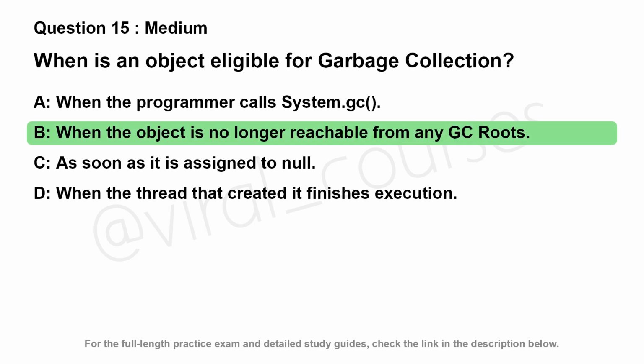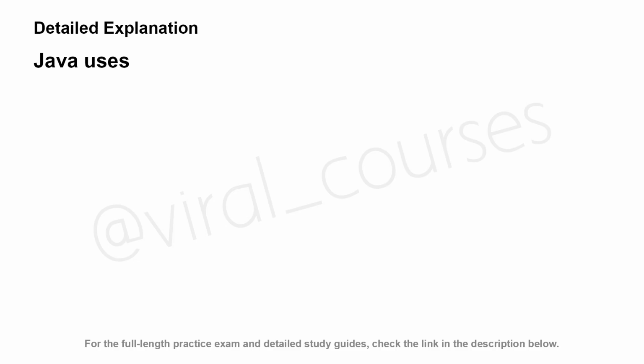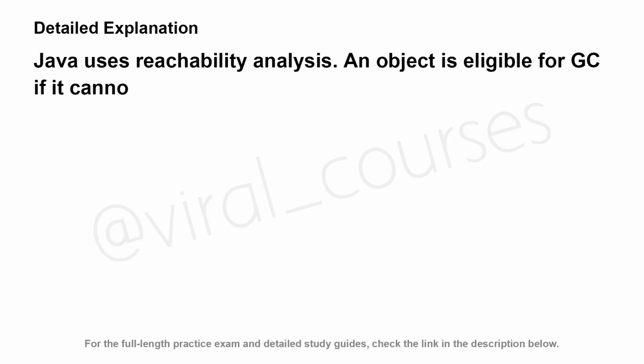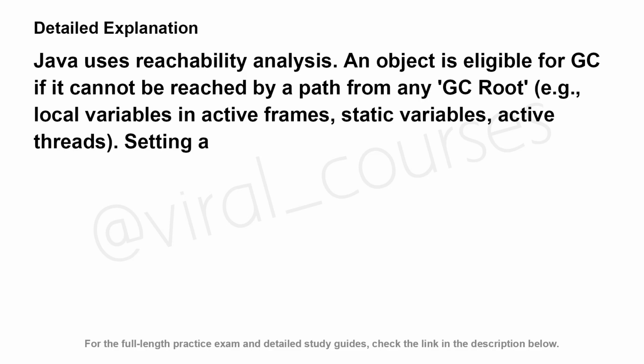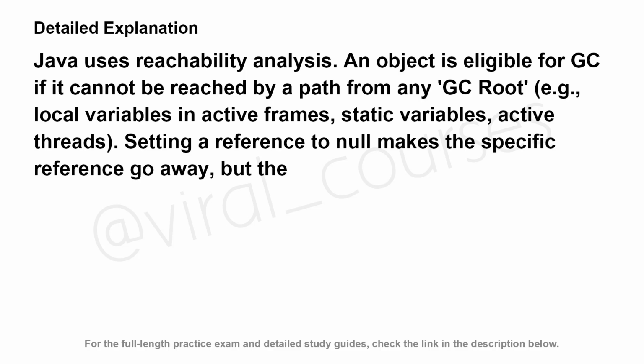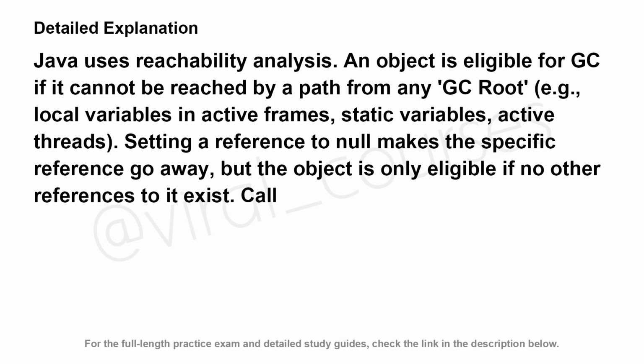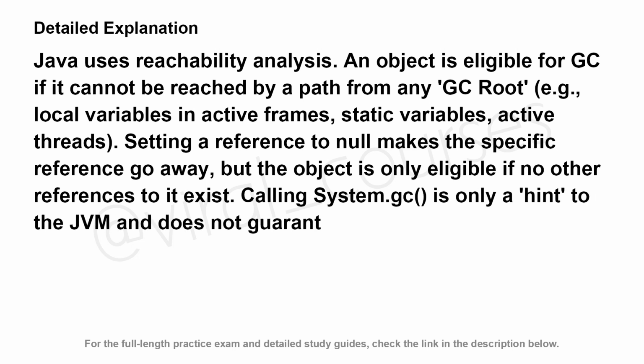The correct answer is B. Java uses reachability analysis. An object is eligible for GC if it cannot be reached by a path from any GC root, e.g., local variables in active frames, static variables, active threads. Setting a reference to null makes the specific reference go away, but the object is only eligible if no other references to it exist. Calling System.gc() is only a hint to the JVM and does not guarantee immediate collection.